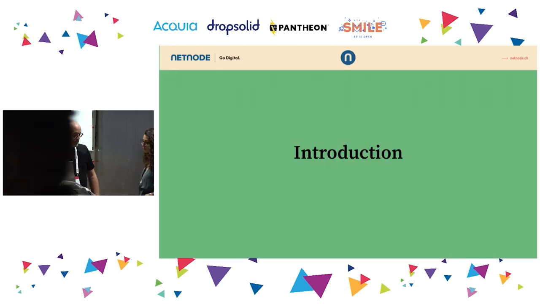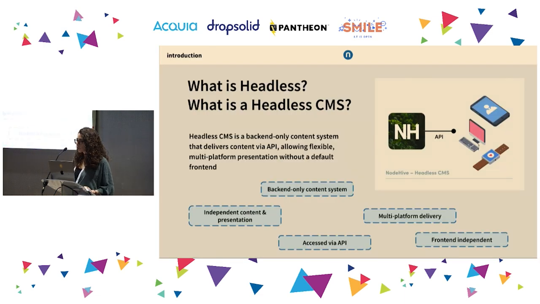So let's start with the introduction. First of all, we want to give a bit of context of what is headless and what is a headless CMS. A headless CMS is a content management system that separates the presentation layer, where the content is served, from the backend, where the content is managed. So the content is managed in one place, at the backend, and you can deliver this content via an API. There is no default frontend. For this reason, it's very flexible and you have a lot of options. So it's front-end independent.